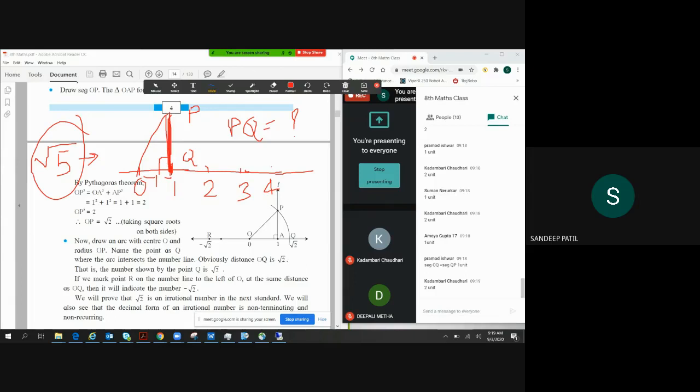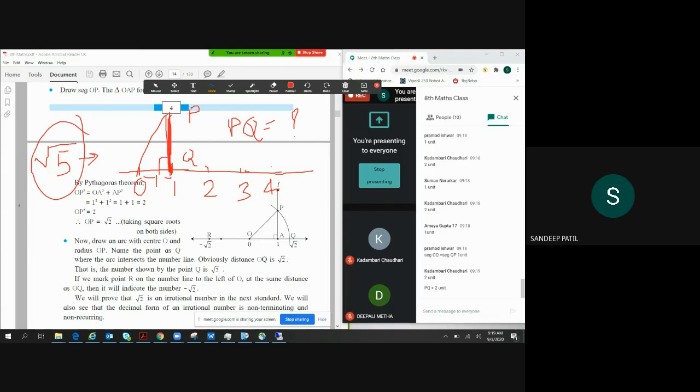We know the Pythagoras theorem. We have seen how to represent square root of 2. Similarly, you have to come up with some answer here, right? It is similar stuff. What should be the PQ? I think it is still a bit difficult to grasp about this square root stuff.